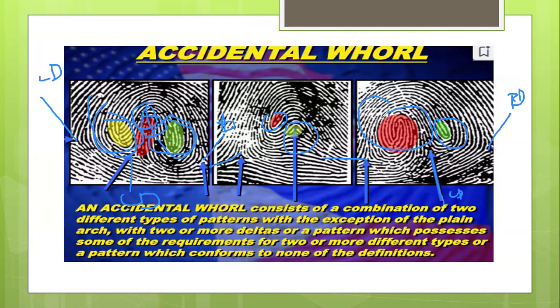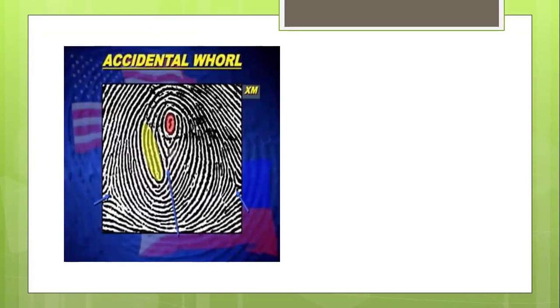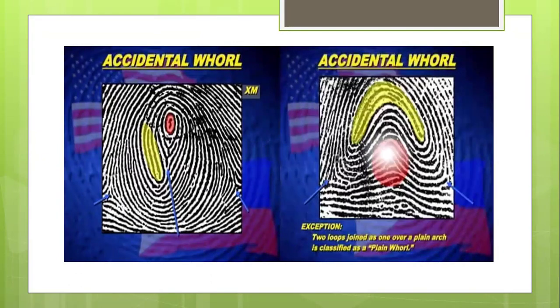Is this a combination of two patterns? A double loop and a loop? Yes. Those are separate patterns. A tinted arch and then a loop? Yes. A double loop and a loop? Yes. A combination of two patterns. It can also be more than two patterns. That is an accidental whorl, represented by the sign of X. Okay? Let's proceed. This is a loop pattern.